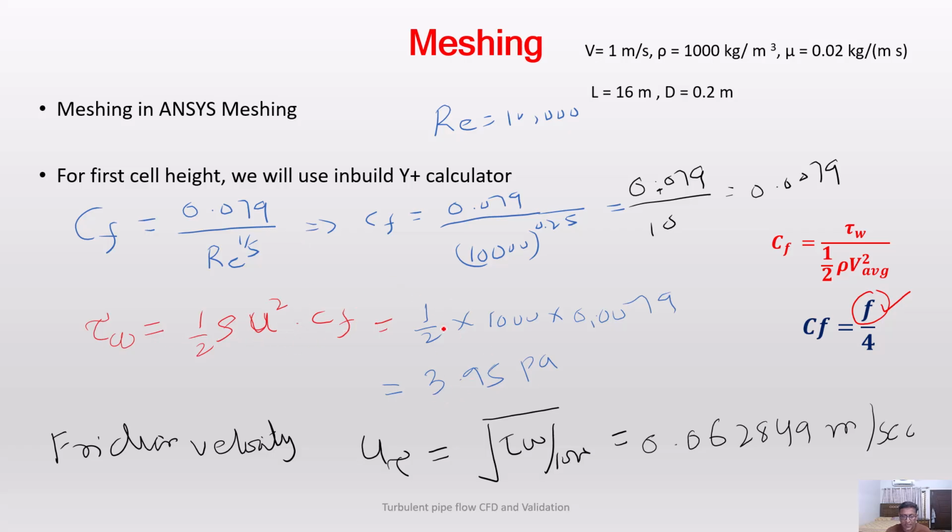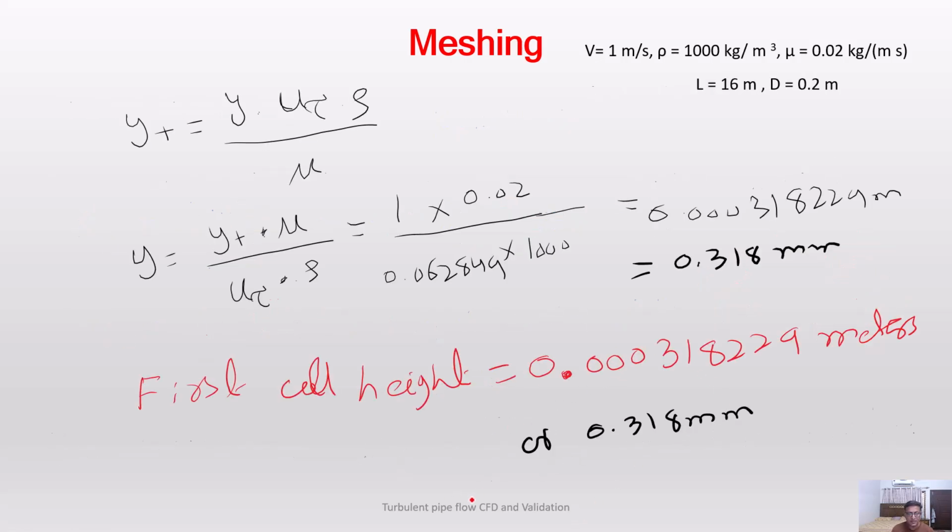So right now with this correlation it is 3.95, and the friction velocity, which is the velocity scale in the boundary layer, is given by the square root of tau wall divided by the density. So tau wall divided by density gives the friction velocity. This is coming out to be 0.062849 meter per second, and the y plus is actually your first cell height.